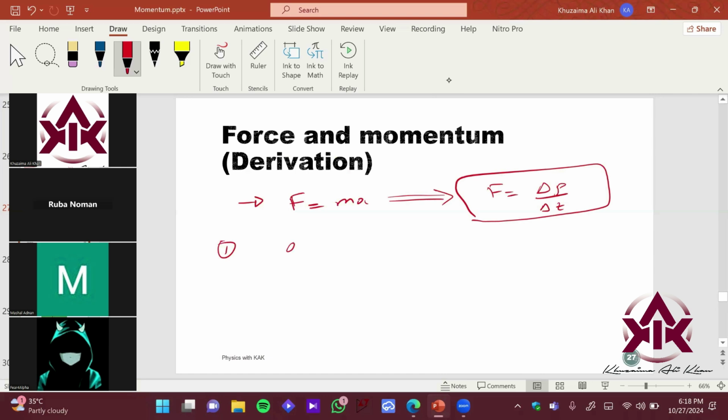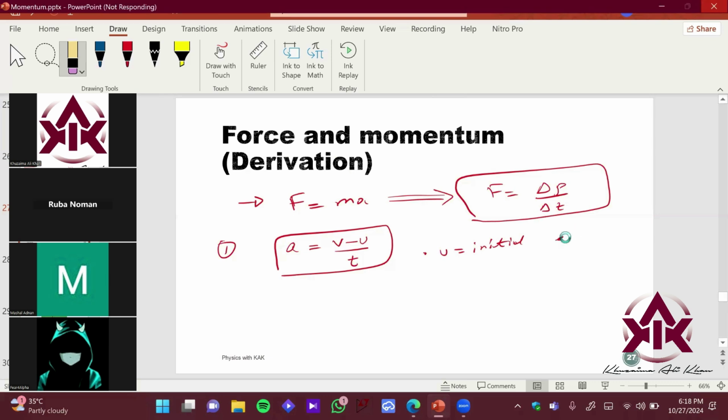So we define acceleration as follows: it is the change of velocity rate, v minus u divided by t, right? Where u is your initial velocity, not speed, initial velocity.